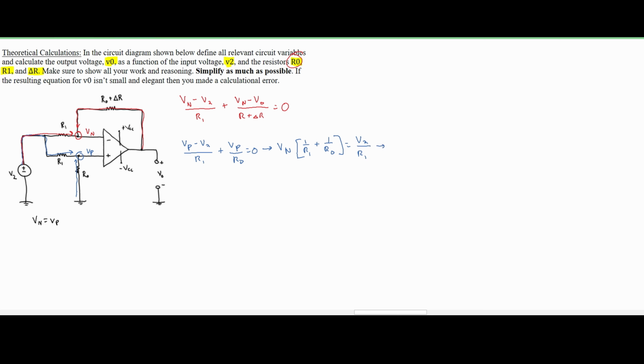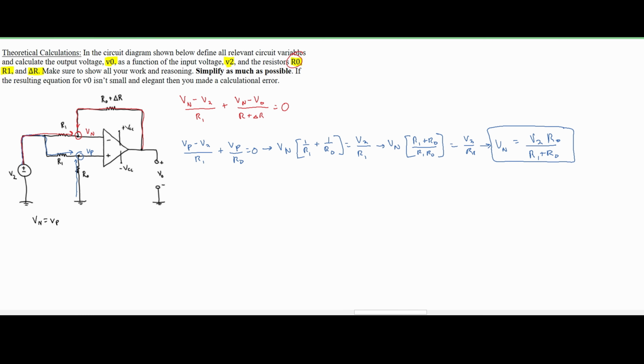And we can simplify this a little bit. We'll simplify everything inside of these brackets. We are going to have Vn. We are going to have R1 plus R0 divided by R1 R0. And then in these brackets we have V2 over R1. And then finally we can say that we have a Vn equal to V2, and then since this is R1, when we divide these, this is going to be on top, and this is going to be on bottom. We're going to have an R0 on top, and then an R1 plus R0 on the bottom. And so this is going to be our Vn. And now we can just plug this back into our equation.